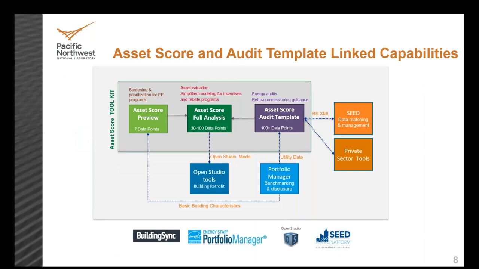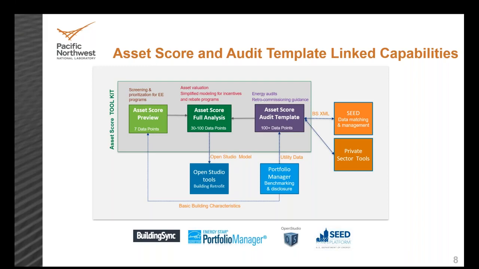This graphic here illustrates the vision of how Asset Score and the Audit Template are integrated to work with each other and with other public and privately available building analysis tools. The Asset Score and Audit Template tools are represented inside the gray box. Asset Score presently has a preview input mode, which generates an estimated score range. However, this is a tool feature that may not be supported in the long term. When focusing on the green Asset Score full analysis box in the middle, you see how with a minimum of about 30 building inputs, you can generate an asset score and score report, as well as an OpenStudio model.